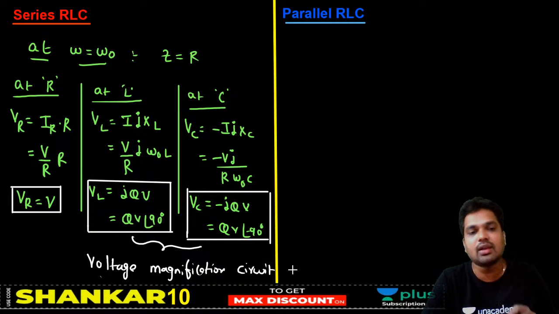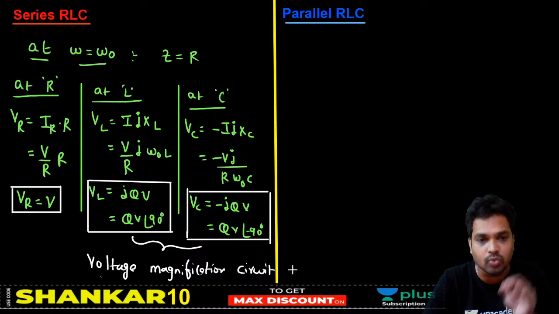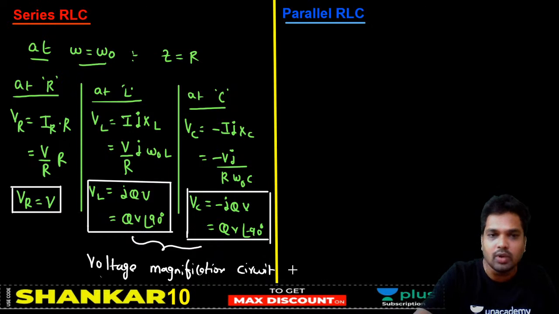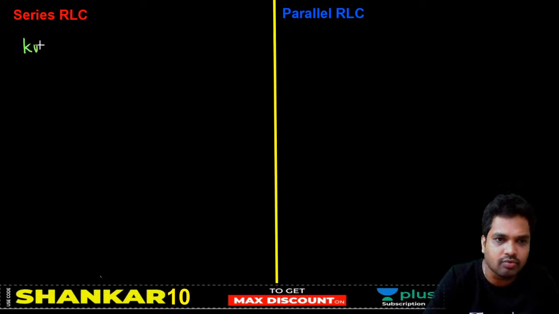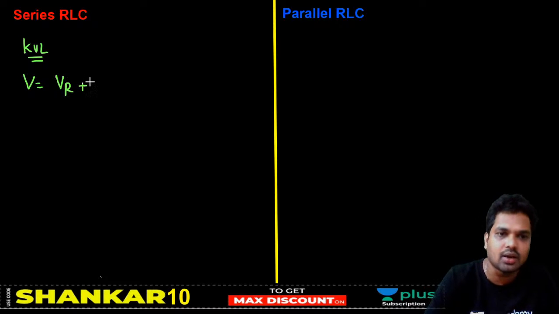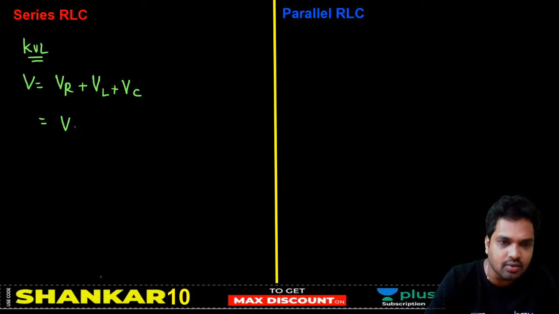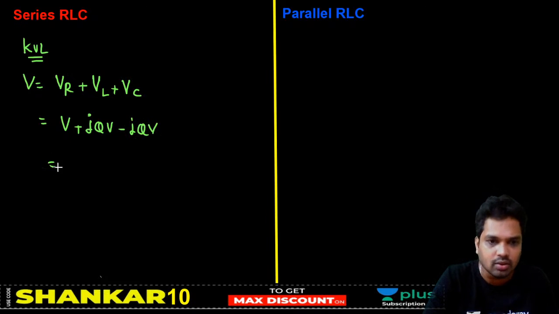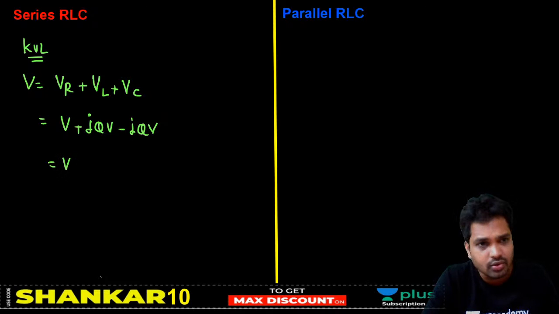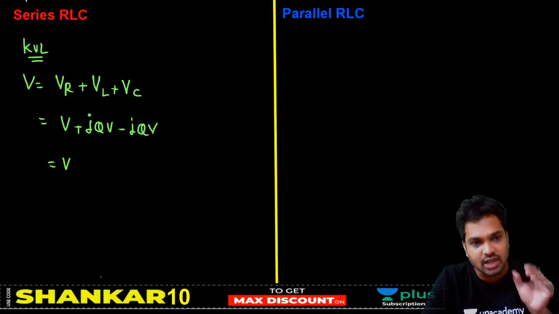So this is another name of the series RLC circuit. One minute guys. You will get the doubt. Sir, is it violating KCL and KVL? No violation of KVL. KVL is always satisfied. V equal to VR plus VL plus VC. What is VR, sir? V. What is VL, sir? Plus JQV. What is VC, sir? Minus JQV. Then what is V, sir? V.